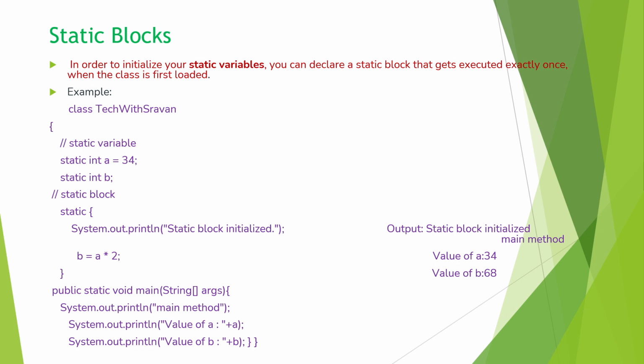Now I am printing in the main method: System.out.println main method, value of a, value of b. When we execute, first the static block is executed, exactly once. In the output, first it prints static block initialized, next the main method, then value of a = 34, value of b = 68. So in the static block the value is initialized. Moving on to the next slide.